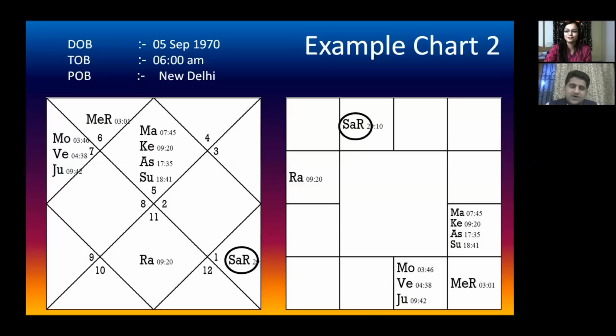Yeah, correct. Beautiful. So, can I ask a question, Nitinji? When a retrograde planet is posited in its own house, how can we see what is happening over there?